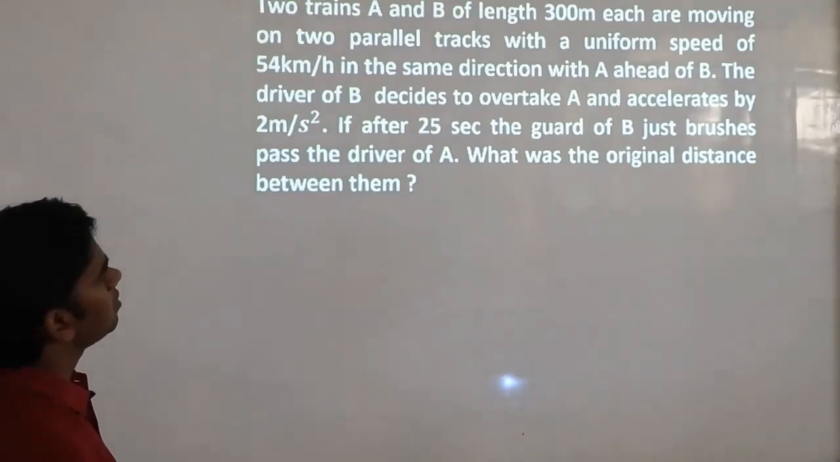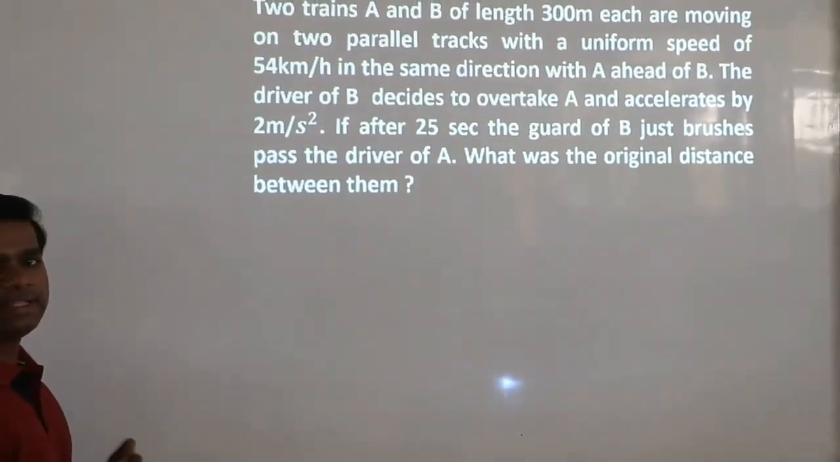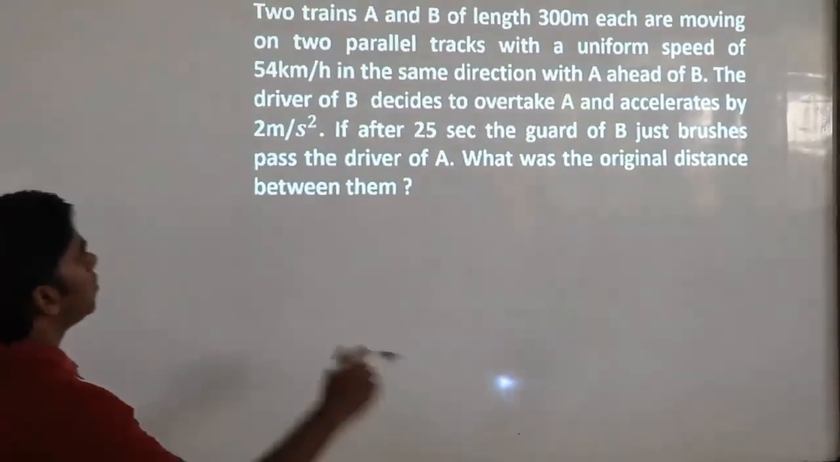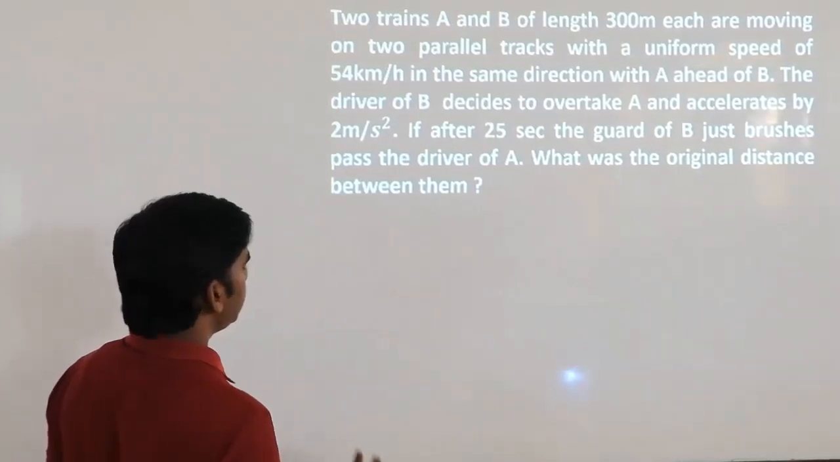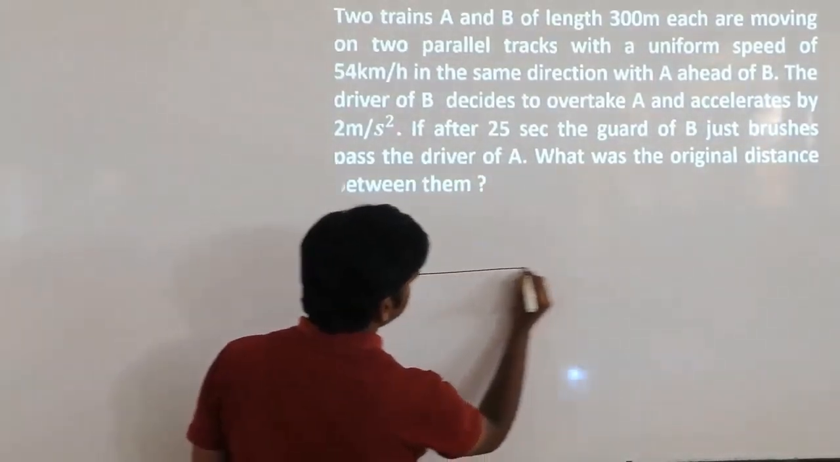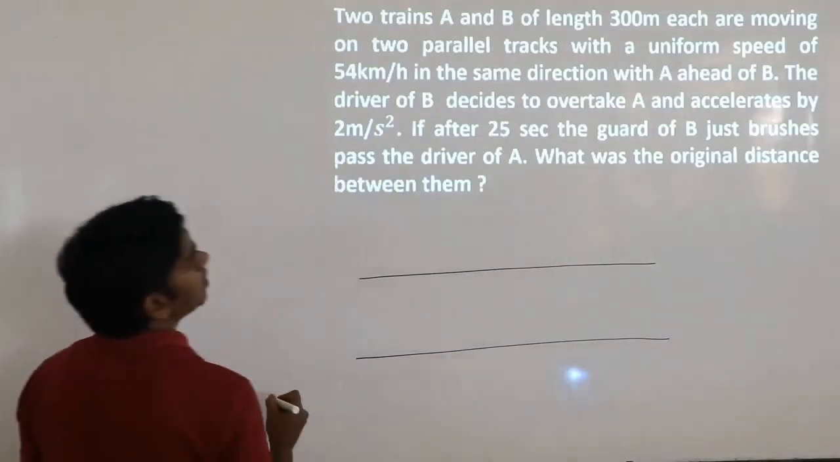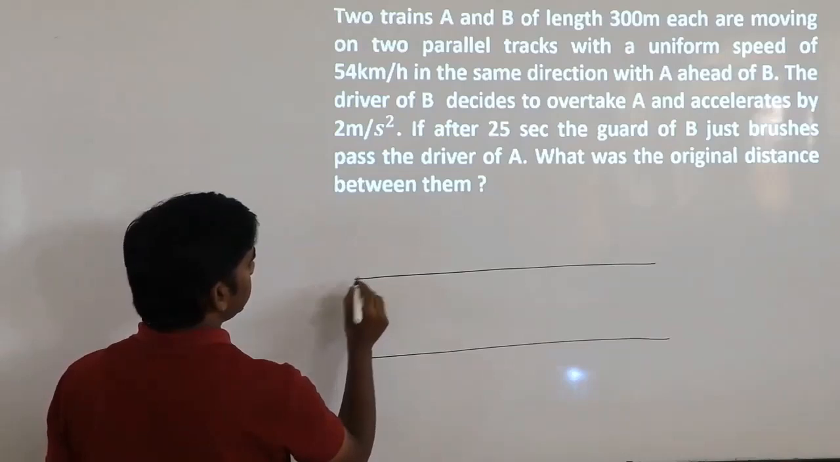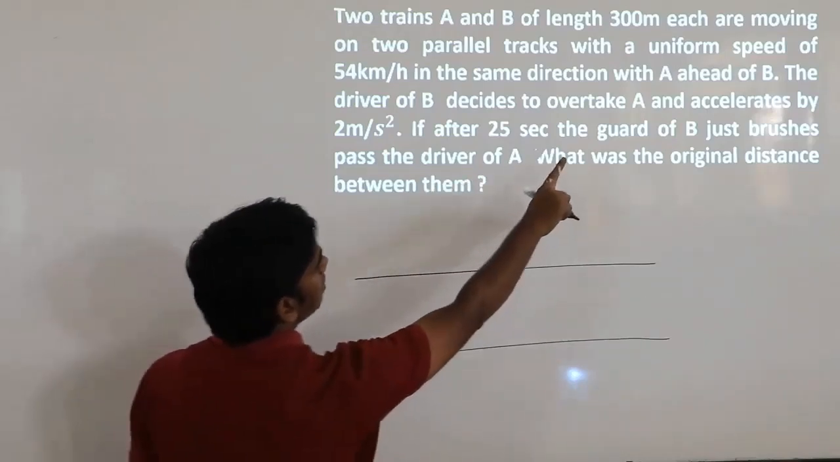So, a very important question. A similar question will be there in your NCERT exercise also. So see roughly what exactly they have given. There are two trains on two parallel tracks. One track is here, another track is here. Two trains of length 300 meter, trains A and B, but A is ahead of B.